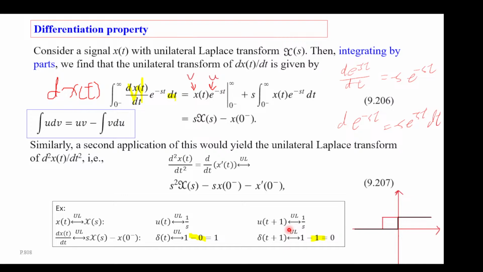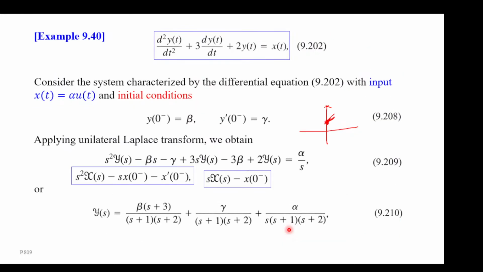Okay, and finally we have about 10 minutes, and we can talk about differential equations with initial conditions, so initial value problems. Basically it's the same as the previous example. In the previous example, when we talked about the convolution formula, we had this differential equation with input x of t equal to alpha u of t, and we solved for its output. But now we change from the initial rest condition to initial conditions, and there are those conditions.